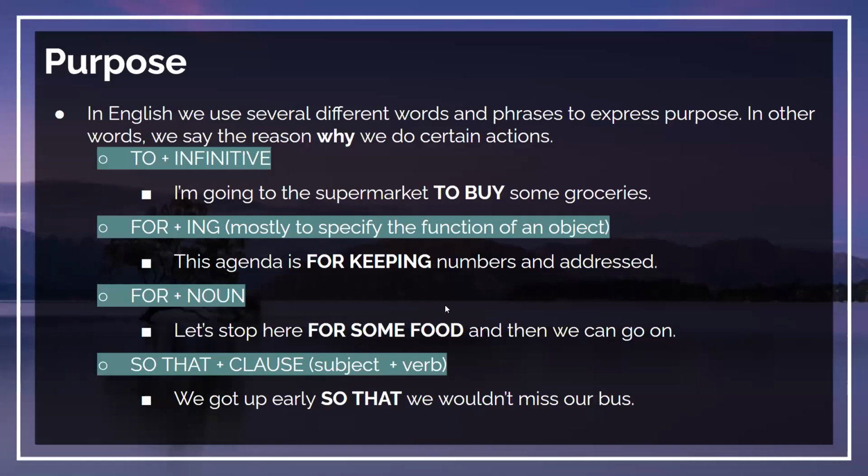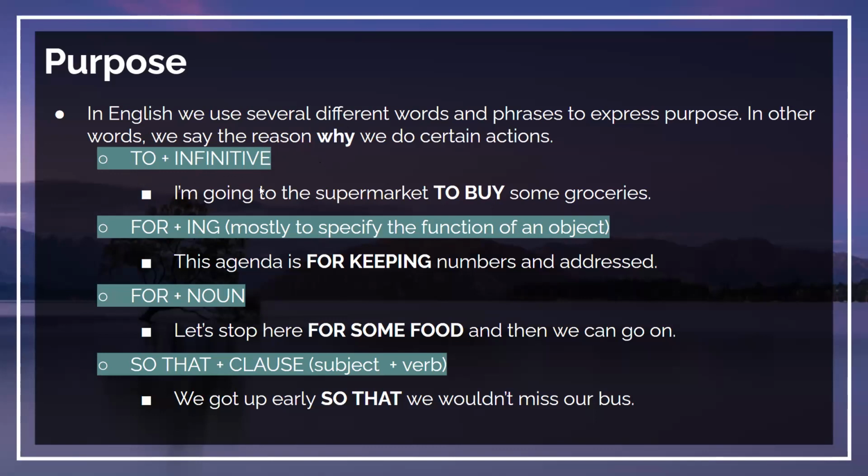Okay, so to begin with, purpose. In English, we use several different words and phrases to express purpose. In other words, we say the reason why we do certain things, right? So there's a reason why we do certain actions, and with these structures, we can say what that reason is. We have four different ways we can express this, and the first one is to plus infinitive.